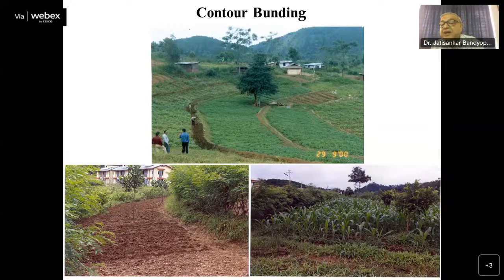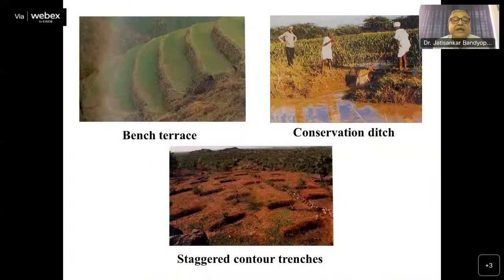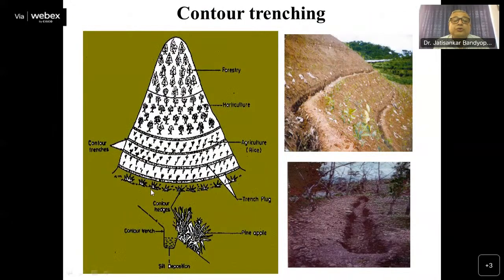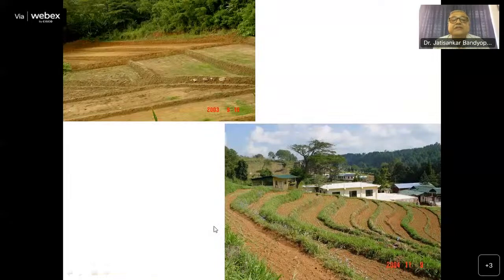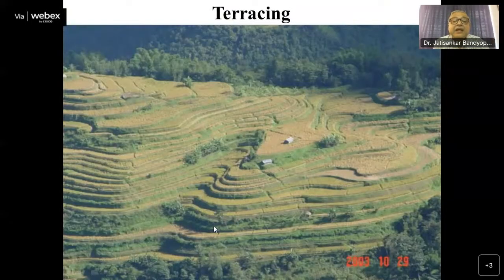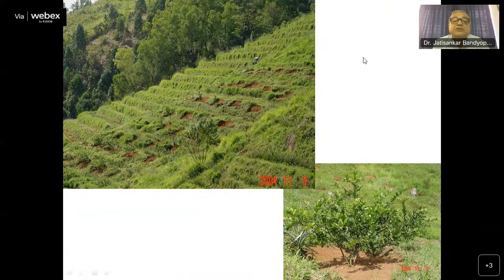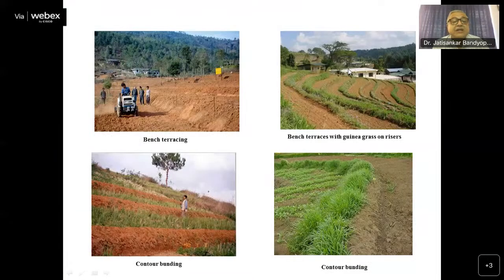Here, whether vetiver can be used, I don't have the idea, but we can do this from our ground, our nursery ground. If this contour banding can also be done by following this vetiver technology, then the bench terrace conservation method, then contour trenching with this vetiver, and this terracing area also, if vetiver can be used.